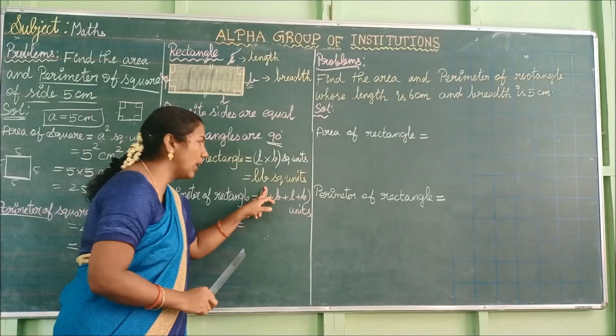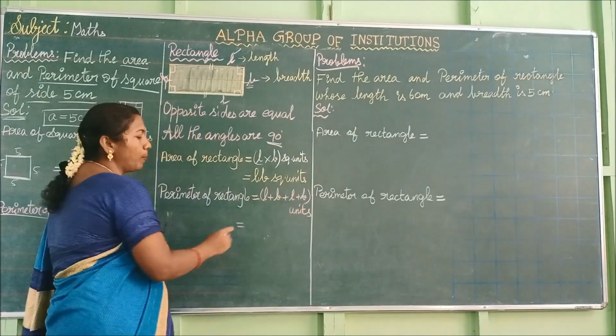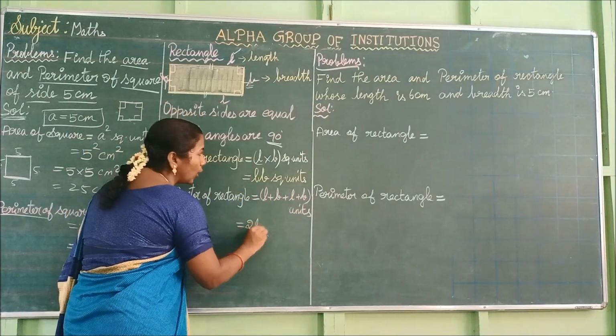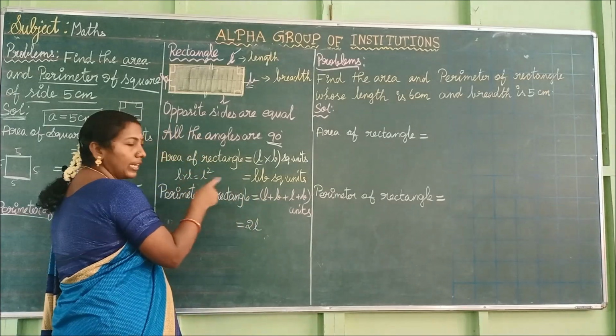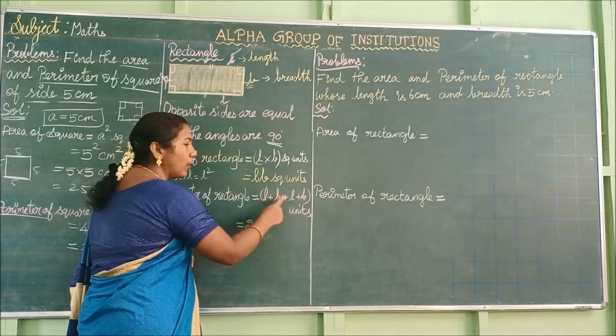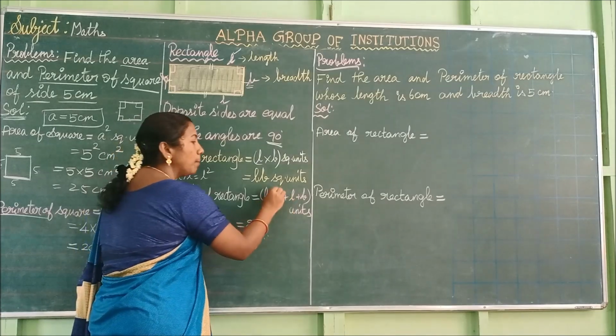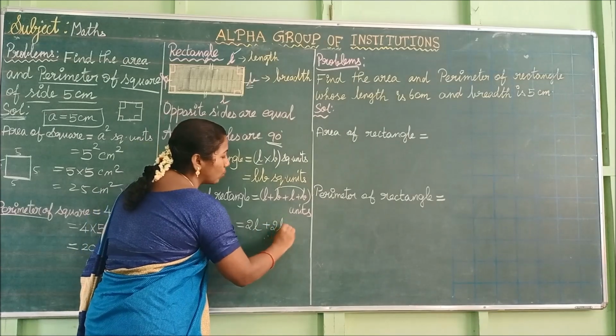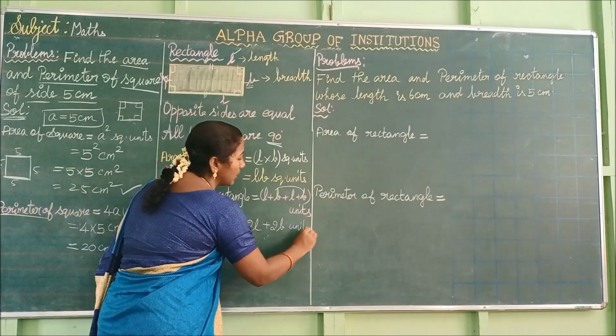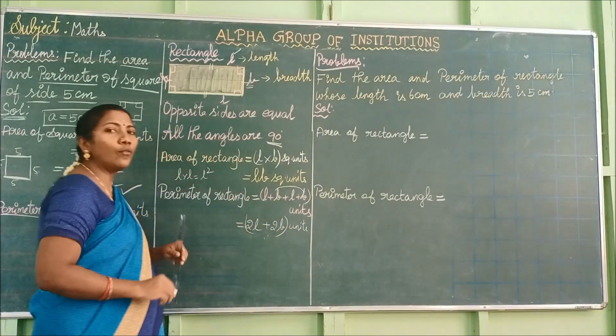So here we have L, here also we have L. So L plus L, 2L. If you multiply L into L, you write L square. Here we are adding the L. So L plus L, 2L. B plus B, 2B. So 2L plus 2B units. This is the formula for perimeter of rectangle.